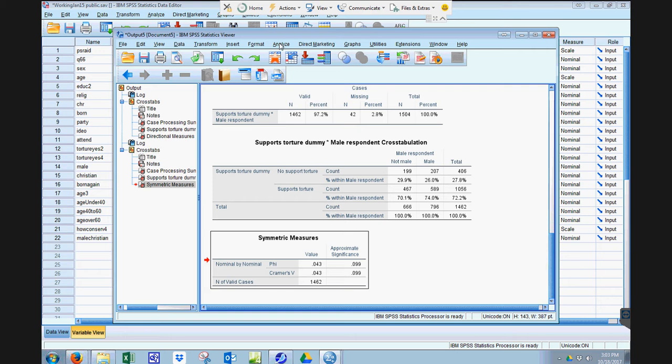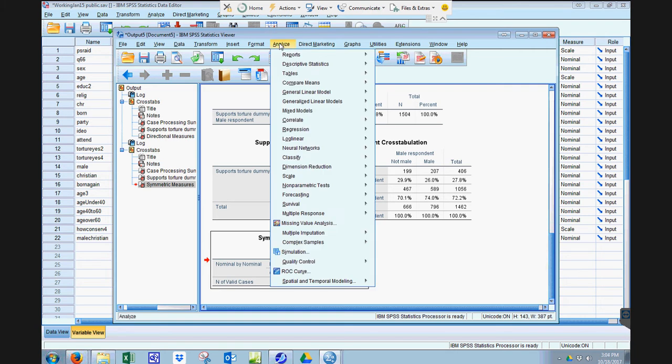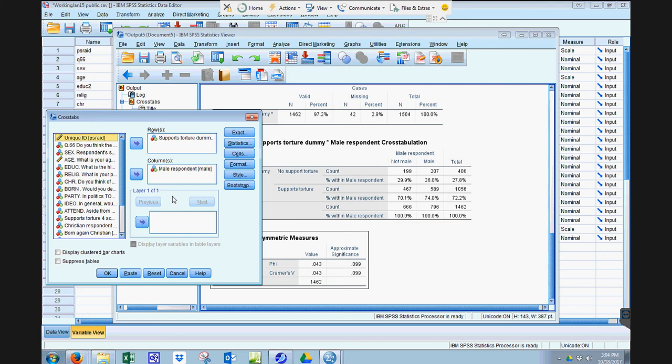So let's go back to Analyze, then Descriptive Statistics, Crosstabs. We're going to change out that dependent variable and put in the 1 to 4 ordinal measure, because I've changed the type of association that I'm using. Now I've got a dichotomous by an ordinal variable, so I'm going to have to change the statistics that I'm using.